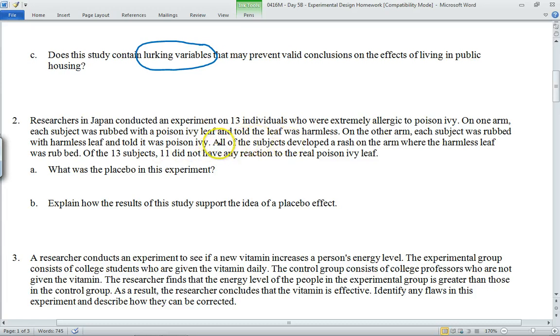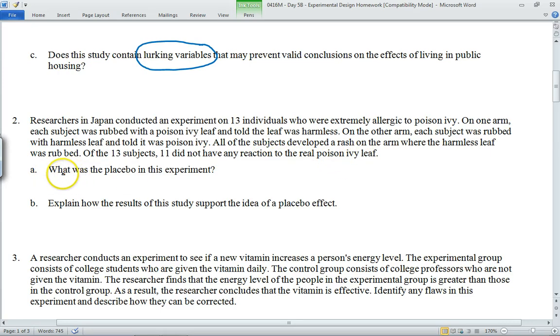Well, it turned out that all of the subjects developed a rash on the arm where the harmless leaf was rubbed. Of the 13 subjects, 11 did not have any reaction to the real poison ivy.